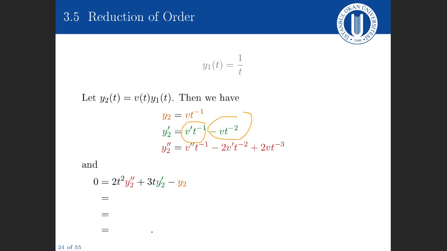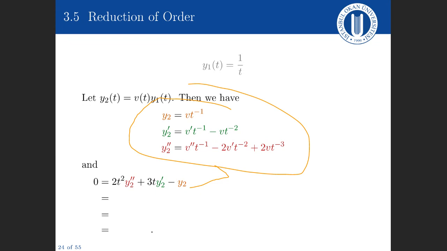For the middle term, I'm combining two derivatives. If we differentiate the t to the power minus 1, we're going to get minus v prime t to the power minus 2. In the second term, if we differentiate the v, we get v prime. Add these together, 1 plus 1 is 2. And then we're going to take these functions and substitute them into the differential equation that we want to be true.